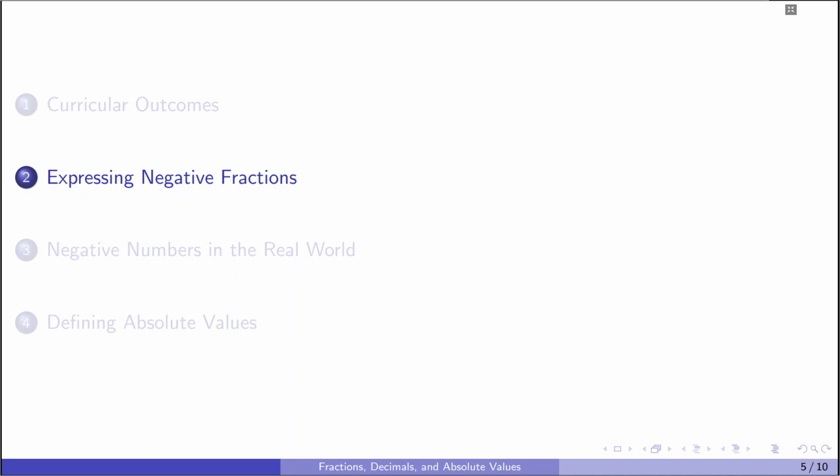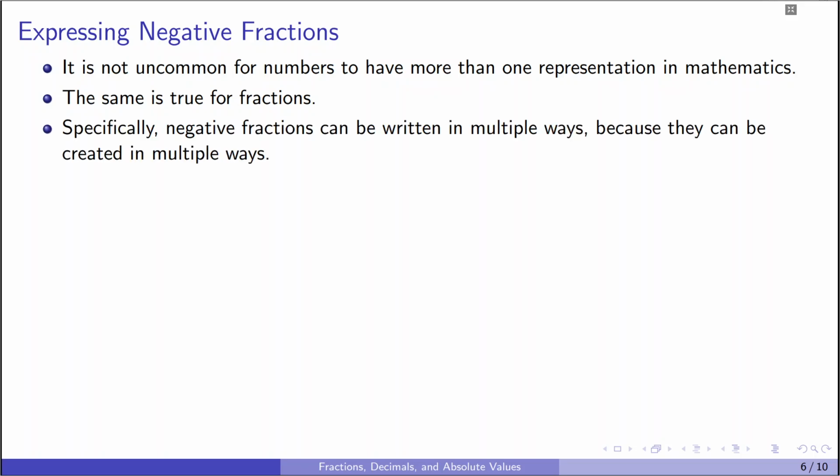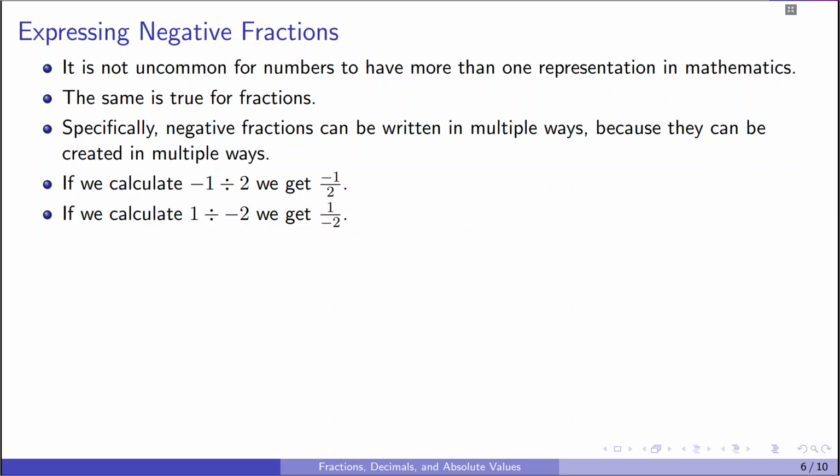So, we're going to look at expressing negative fractions. It is not uncommon for numbers to have more than one representation in mathematics. The same is true for fractions. Specifically, negative fractions can be written in multiple ways because they can be created in multiple ways. If we calculate negative 1 divided by 2, we get a fraction with a negative 1 over 2. If we calculate 1 divided by negative 2, we get a 1 over negative 2.